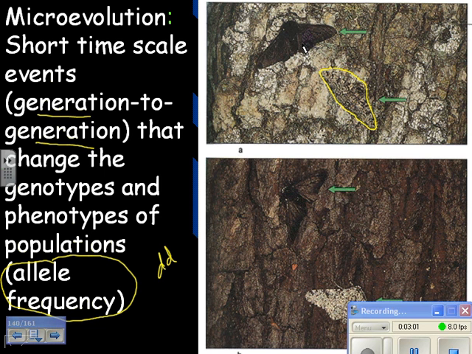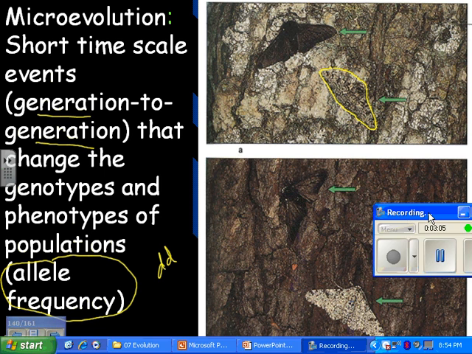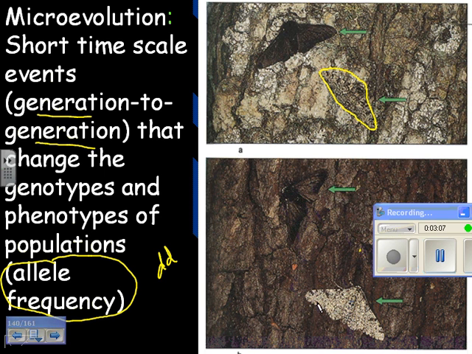pretty rare. After the Industrial Revolution, though, the trees looked like this, and you can see how well the moth blends in. The darker moth blends in, but the lighter moth doesn't blend in much at all. And so this dark allele would be much more common in the population than the light allele at that point. That's what we mean by allele frequency changing. How frequent is the recessive allele and how frequent is the dominant allele?